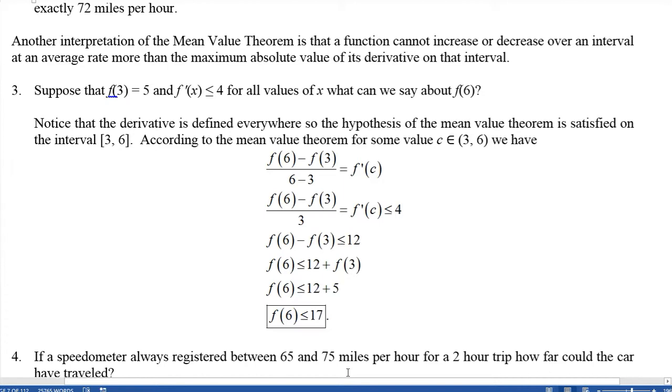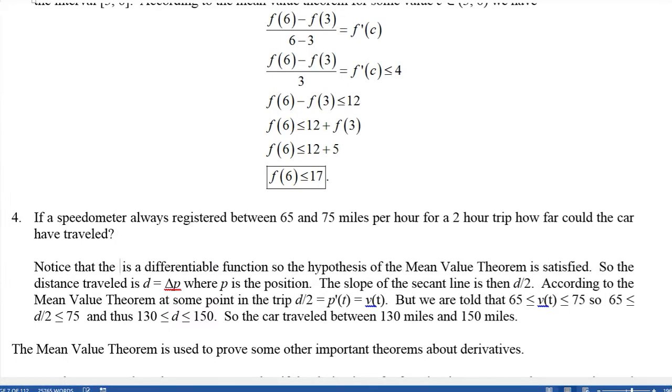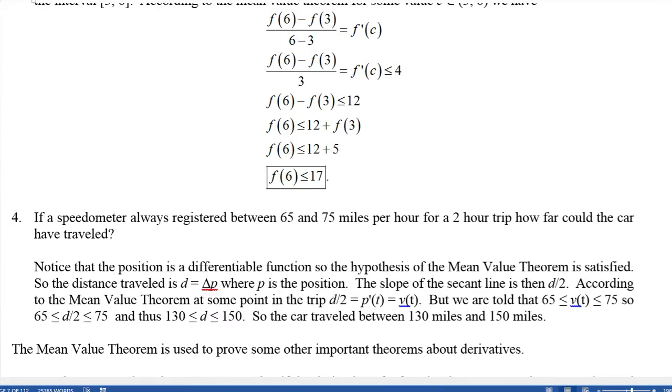If a speedometer always registers between 65 miles per hour and 75 miles per hour for a 2-hour trip, how far could the car have traveled? See if you can figure that out. Press pause now. All right, what does this have to do with the mean value theorem? Since position is a differentiable function, the hypothesis of the mean value theorem is satisfied. And of course its derivative is the velocity.